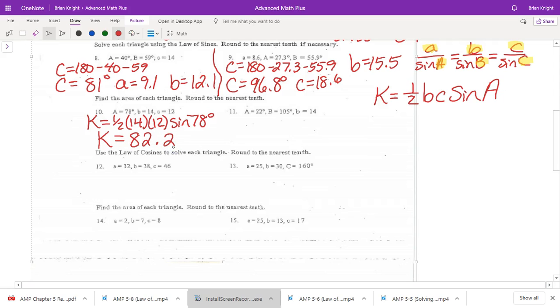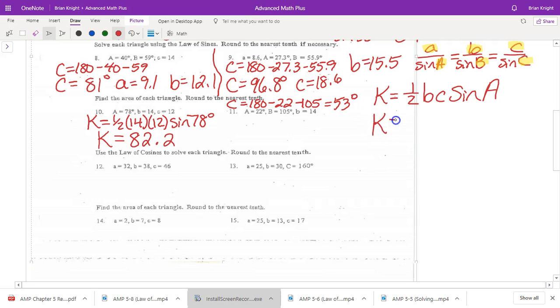11's a little different because it gave me how many angles? 2 angles. If they give you 2, they might as well have given you all 3 of them. So first I'm going to find my third angle. That's going to be 180 minus 22 minus 105. So what's angle C? 180 minus 127. Is that 53? 53 degrees. Okay, here's the formula.